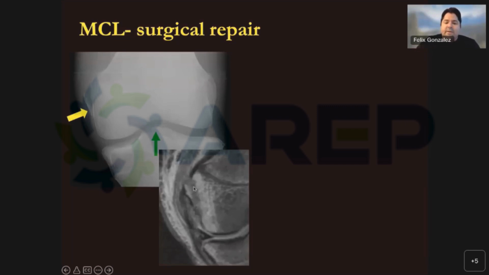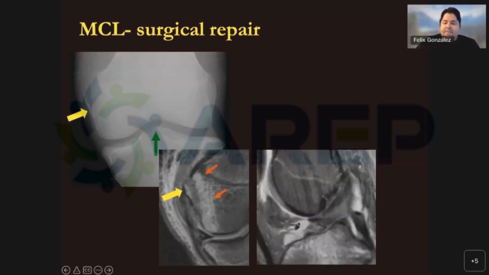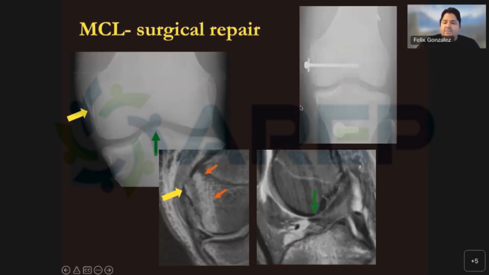Here's the MRI equivalent of this image. You can see the small bony fragment of the adjacent medial femoral condyle with extensive edema in the bone and the adjacent soft tissues, and then the ACL complete avulsion of the tibial attachment. So an X-ray can tell you quite a bit of information if you're paying attention to those details.